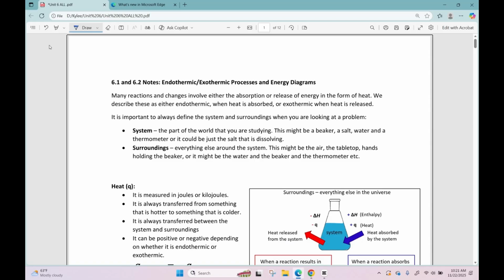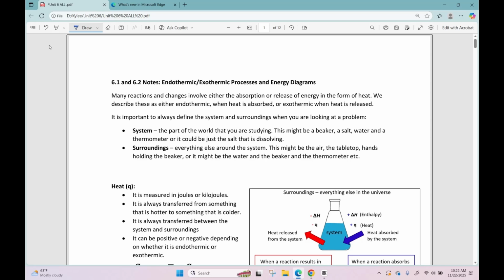Hey everybody, it's Miss List, and we are here with Unit 6. I teach 6.1 and 6.2 together because they're both relatively concise, and they give us a good introduction to what Unit 6 is going to be about. So 6.1 is on endothermic and exothermic processes, and 6.2 is on energy diagrams.